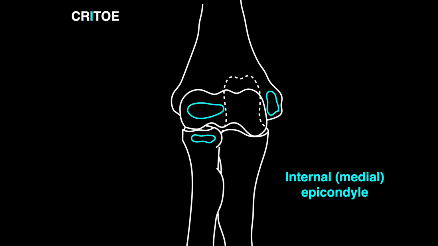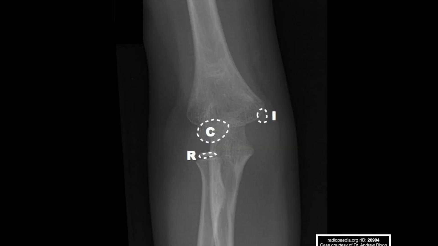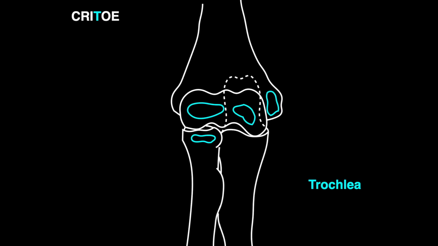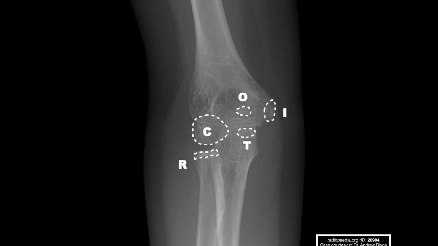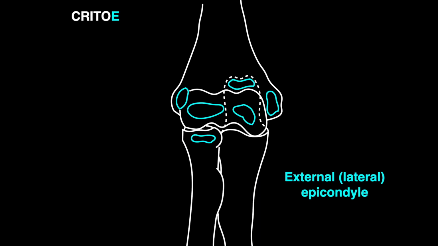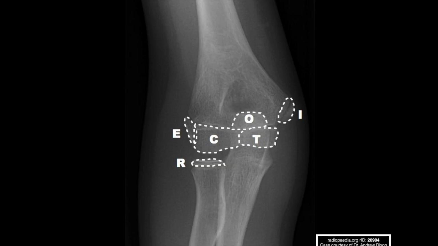The third would be the internal or medial epicondyle. You can see it here with the letter I marking the internal epicondyle on this radiograph. The fourth would be the trochlea, and the fifth would be the olecranon. We see both the trochlea and olecranon ossification centers on this radiograph. Last, we have the external epicondyle seen here. So that completes the CRITOE mnemonic.